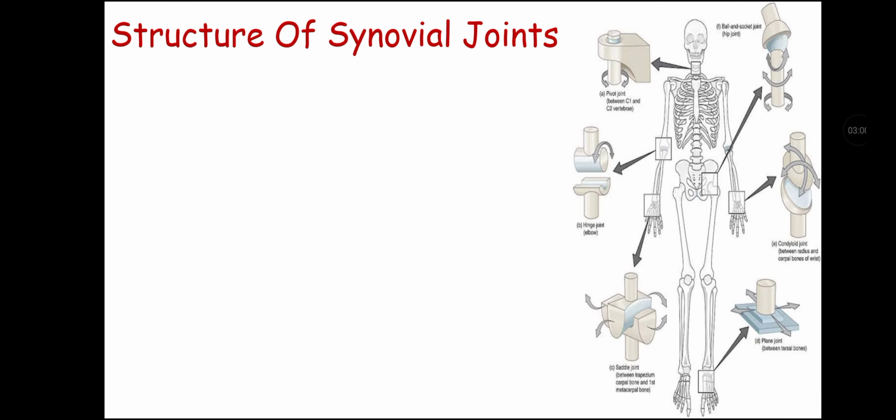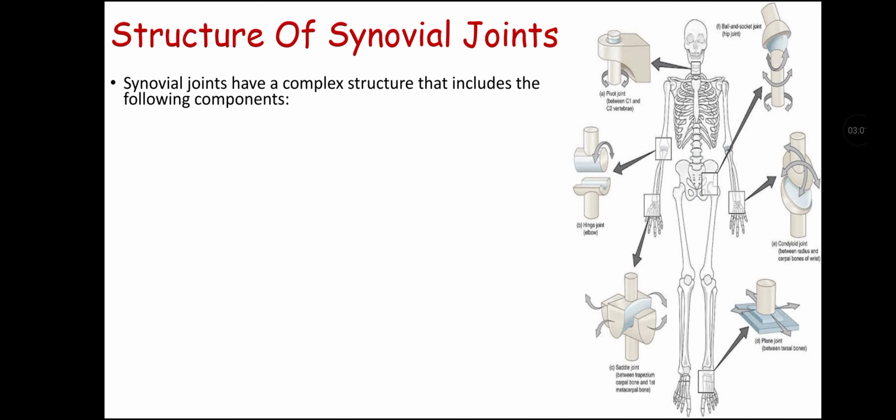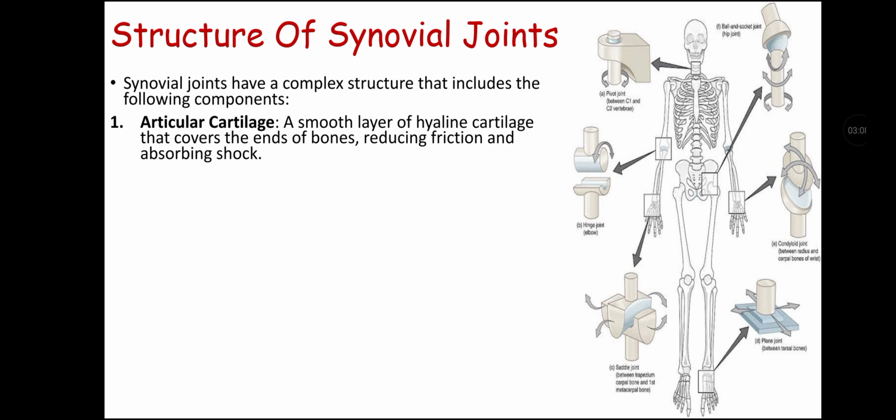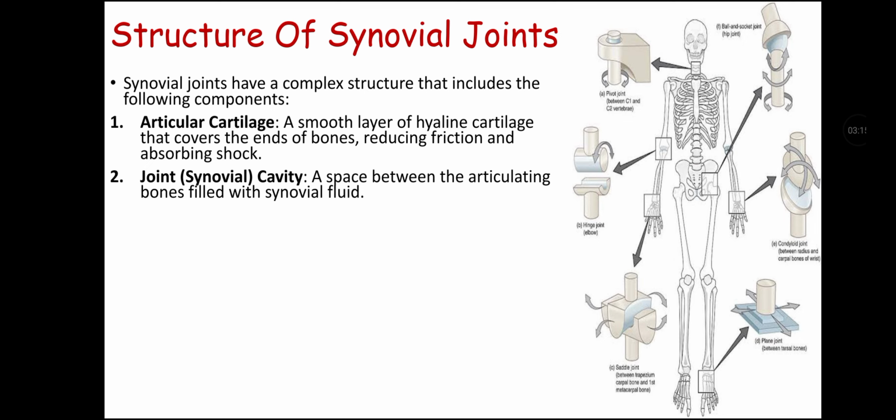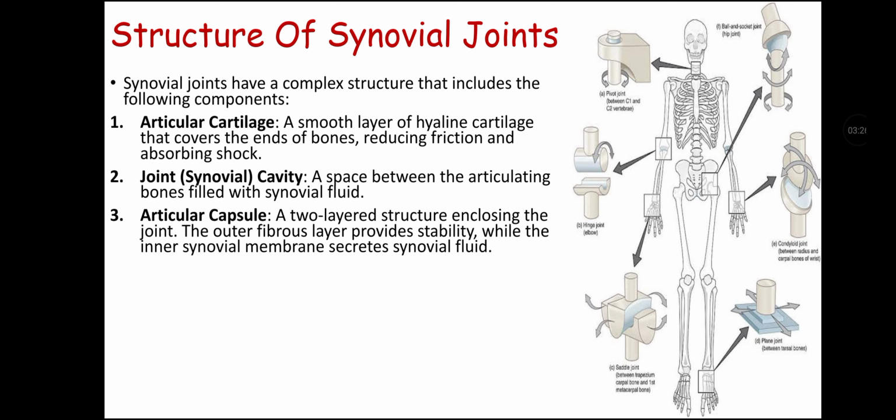Now let's talk about the structure of synovial joint. Synovial joints have a complex structure that includes the following components. Articular cartilage, that is a smooth layer of hyaline cartilage that covers the ends of bone, reducing friction and absorbing shock. Second part of synovial joint is the joint cavity, also called the synovial cavity. That is a space between articulating bones that is filled with synovial fluid.